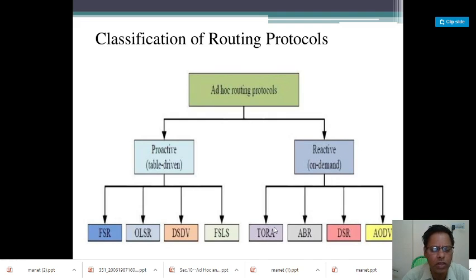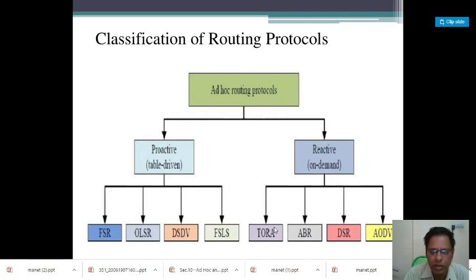About the reactive protocols: TORA is the Temporarily Ordered Routing Algorithm. ABR is Associativity Based Routing, also called available bit rate. DSR is Dynamic Source Routing. AODV is Ad hoc On-demand Distance Vector. So these are the differences between the proactive and reactive protocols.